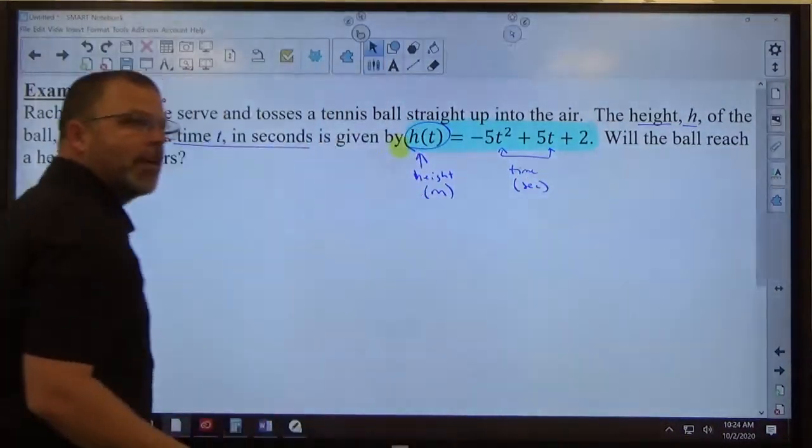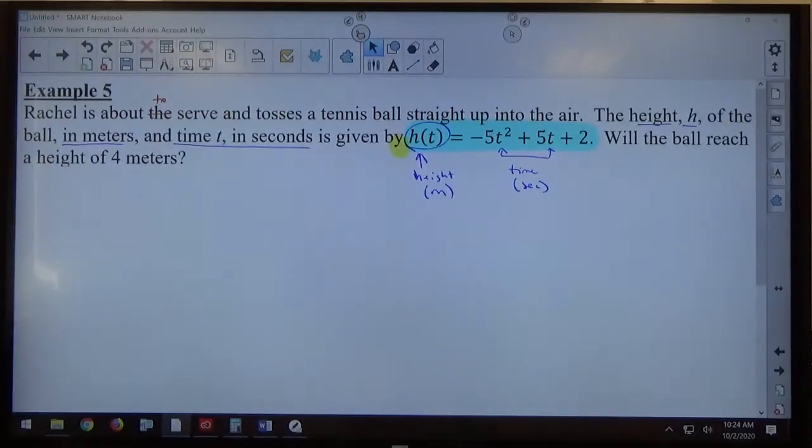So they may ask you any question. They'll say, how high is the ball 1 second after she tosses it in the air? When will the ball reach a height of 4 meters? So whatever they're asking you, they're going to tell you one of those two numbers. You're going to fill it in and then solve the remaining problem.